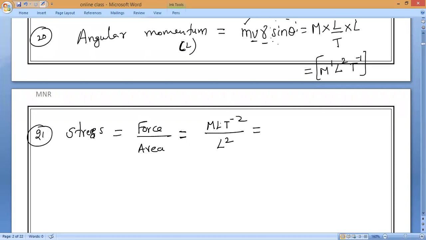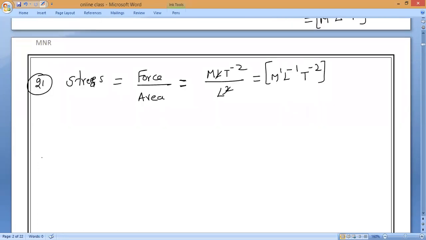So now here L and L square will get cancelled, and here L power -1 will be there. It will become L power -1 and T power -2. So that is the formula for stress. So now onwards, I will only give you the formula. You should tell me the dimensions.